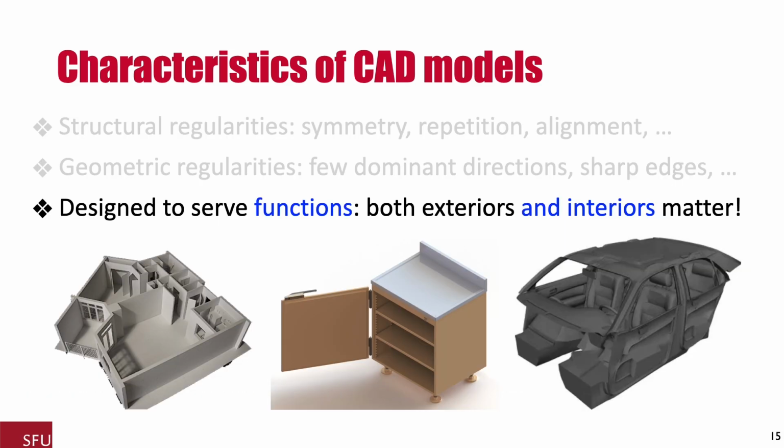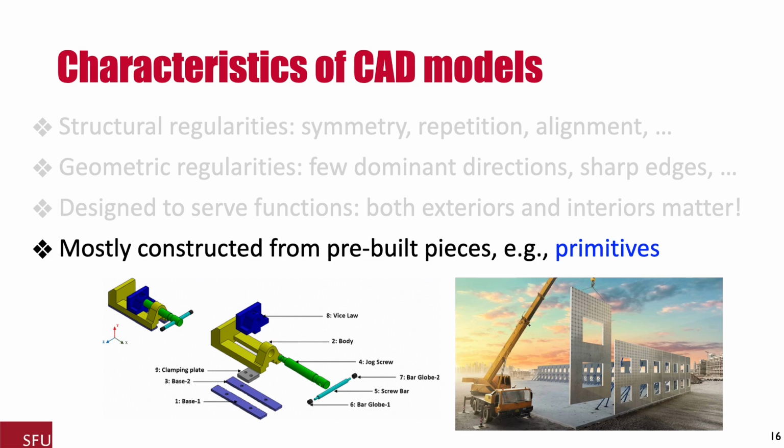In terms of function, I just want to take a note that both the exterior, which we usually get from scanning, and also the interior, which is actually much more difficult to acquire, are very, very important for supporting the 3D digital twins. And most of the CAD models were made by pre-built primitives, right? They're like surfaces of all kinds, planes, quadrics, and I'm going to go through those things.